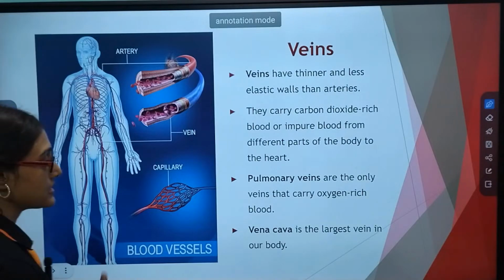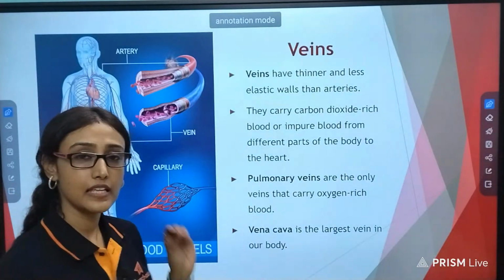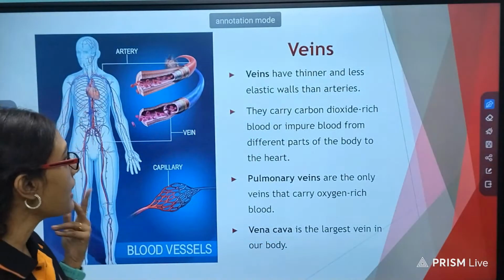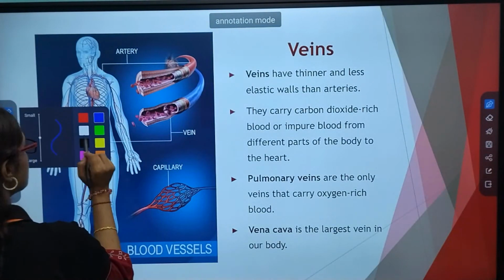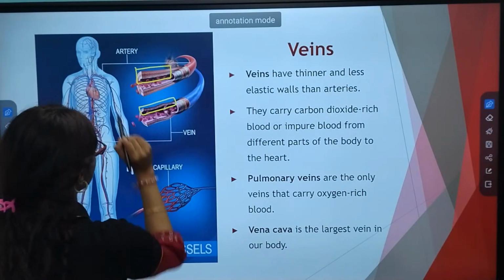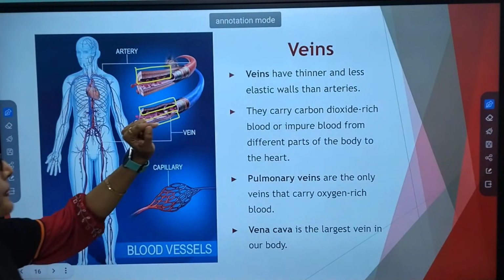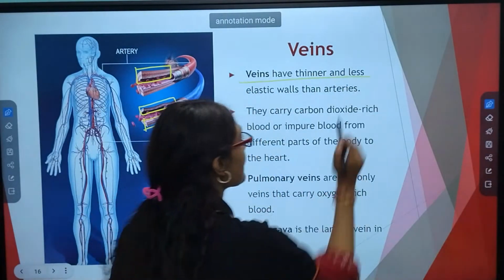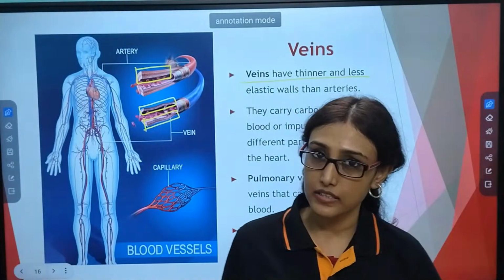So the vein carries blood from the body towards the heart. So here the pressure is automatically lesser in comparison to artery. So what will veins do? Veins will have a thin elastic wall. Just look at the wall. It is thin in comparison to artery, isn't it? Okay, so veins have thinner and less elastic wall than arteries. Why? Because here the blood pressure is less in comparison to artery.